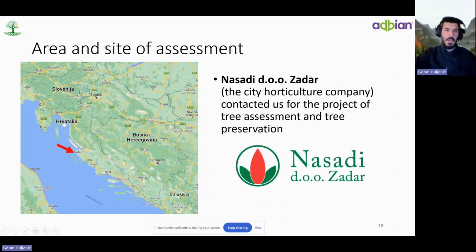One other case study, a shorter one that I would like to show you, is from the city of Zadar. We were again contacted by the city horticulture company Nasadi, for a project of tree assessment and tree preservation. Just for some of you that are maybe connected in the EAC circles, this is the location of this year's AGM, and I would like to invite you to come to Zadar if you are available.